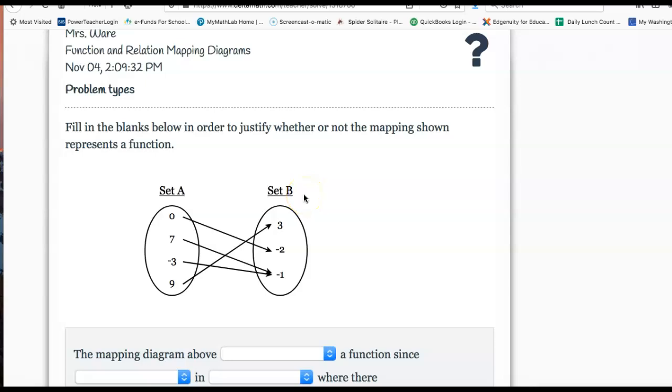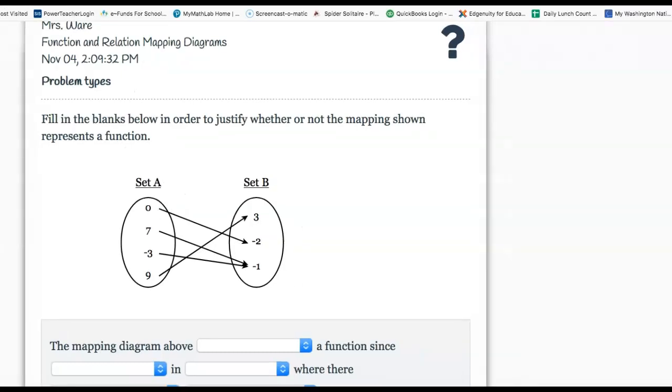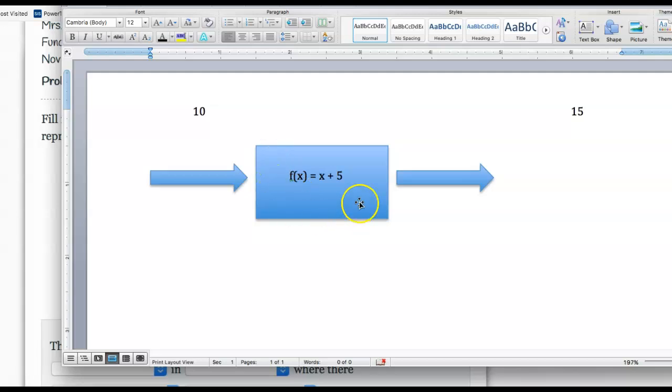I like to explain functions with an input and output box instead. So let me pull that up and show you what I'm talking about here. Okay, so think of this box as your function. So this is f of x equals x plus 5. If we input 10 into this function, we're going to do 10 plus 5, and we're going to get 15. So the input is 10 and the output is 15. Anything that goes in here would be coming from set A, and anything that comes out is from set B. So it's just a different way of looking at it, okay?